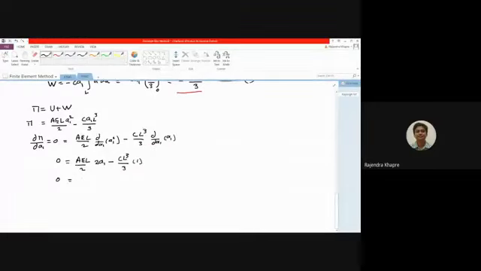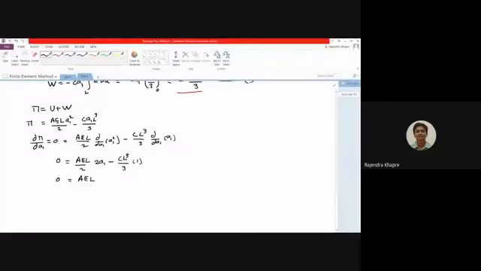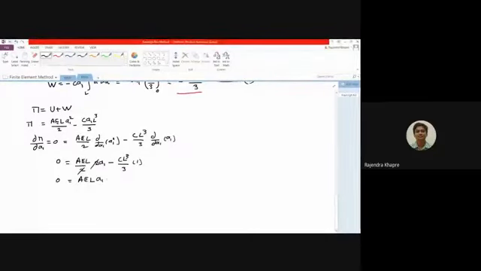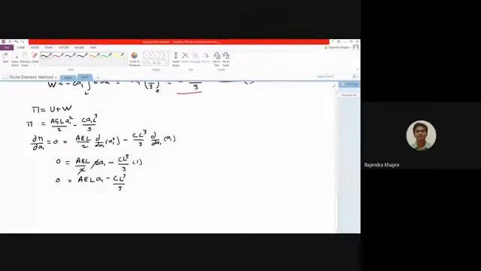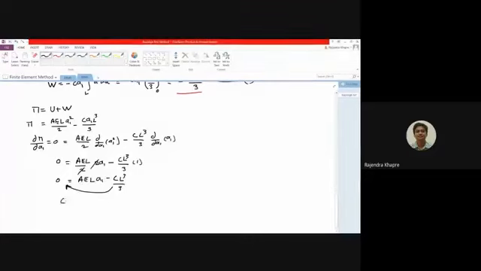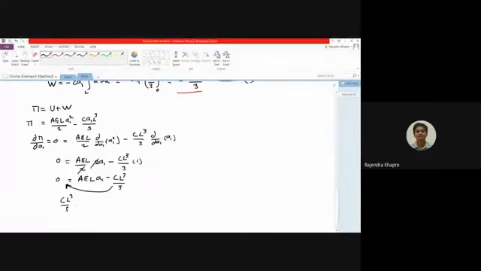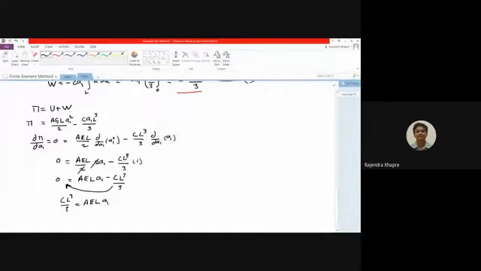So the final expression will be something like this, that is A E L. So this 2 and this 2 will be cancelled. So this will be A1 equals to, sorry, not equals to, it should be minus C L to the power 3 divided by 3. So this minus sign will go over here. So now you have C L to the power 3 divided by 3 equals to A E L A1. So you can solve this for A1.